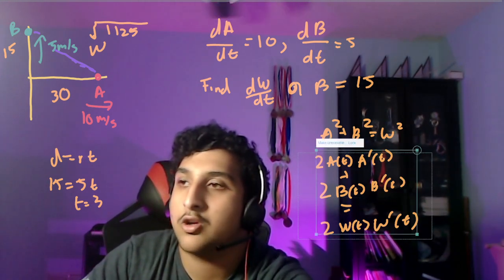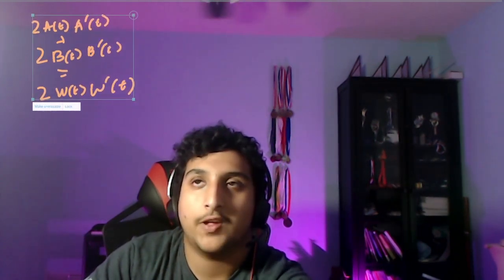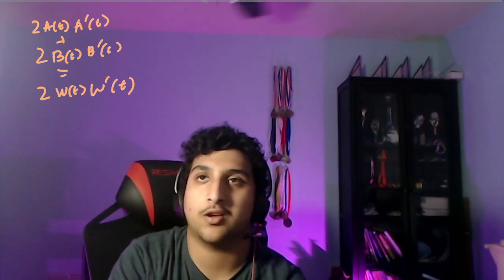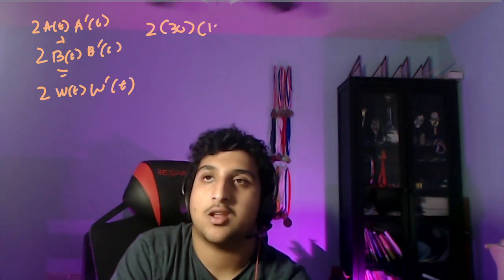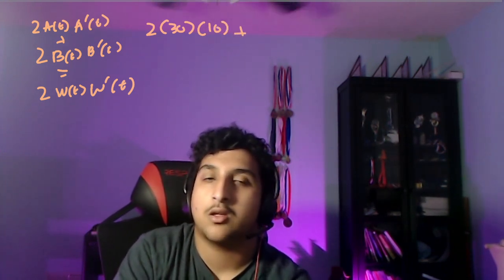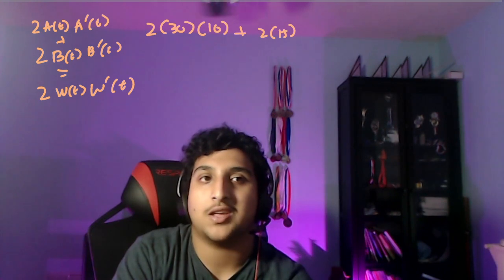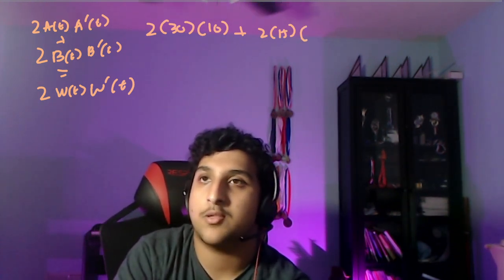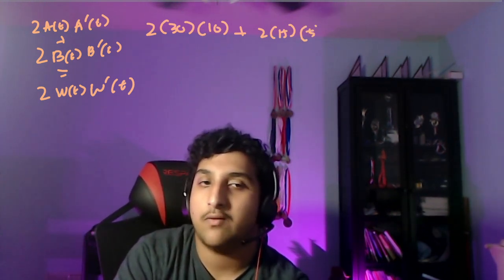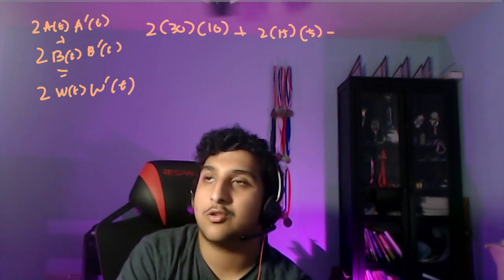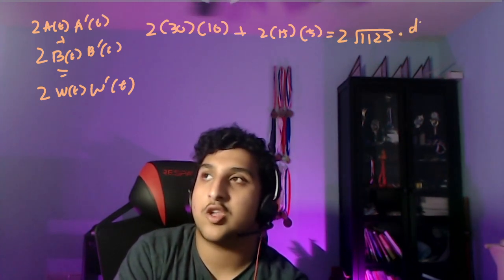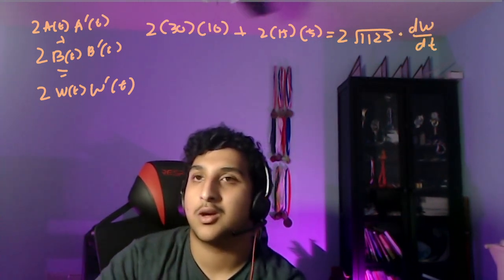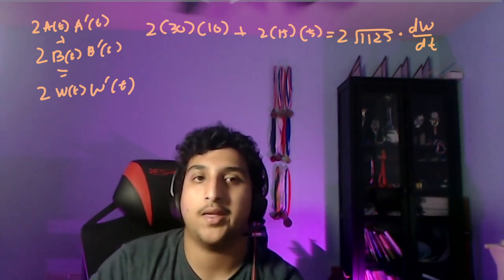So I'm going to copy all this over, paste it here real quick. Great. So now all we have to do is plug stuff in. 2 times 30, that's A of t, times 10, that's a prime of t, plus 2 times 15, that's b of t, times b prime of t, just going to be 5, right? This is equal to 2 times square root of 1125 times change in w over time. Great. So all we have to do is solve for this.